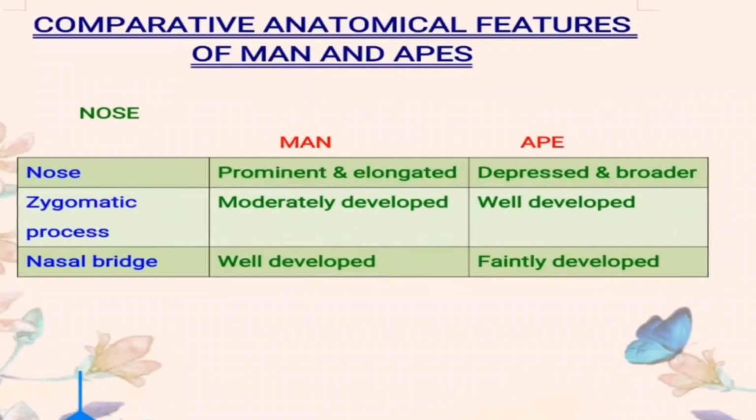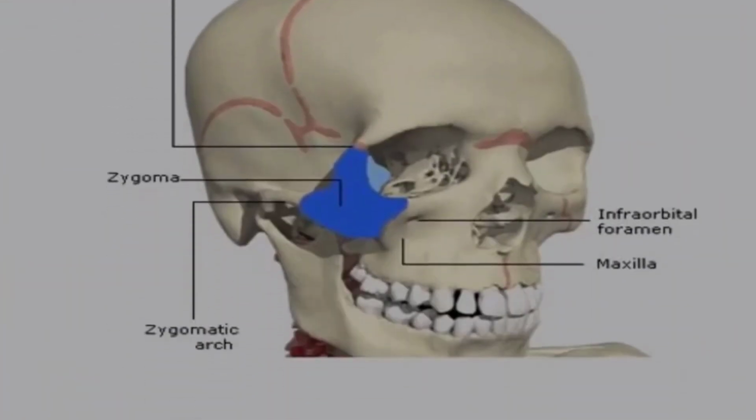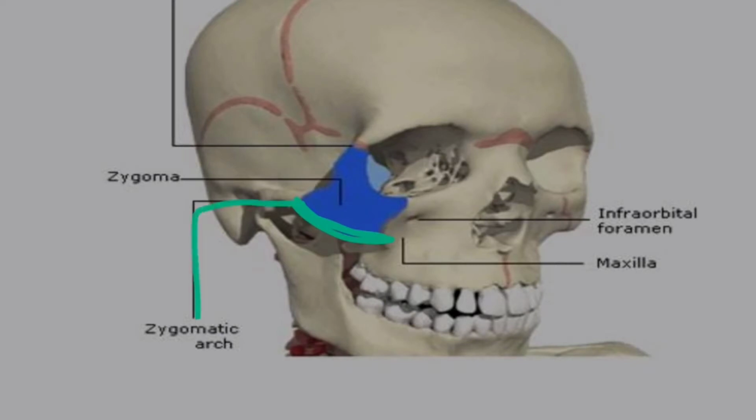Let's have a look at the diagram. So you can see here that this is the zygomatic arc. This is the zygoma and this is the maxillae. So this is forming a short triangular shape, right? This is the short triangular shape, and this is representing the zygomatic process, which is simply giving a movement.